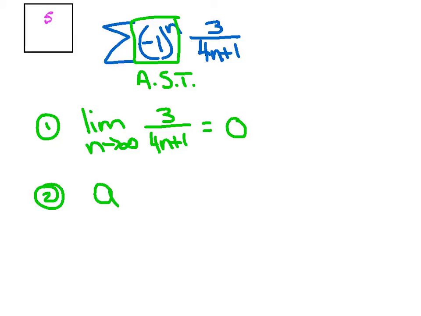Condition number 2 also says the n plus first term has to be smaller than or equal to the nth term. We could confirm that just by looking at the nth term, that they are getting smaller and smaller as n gets bigger.